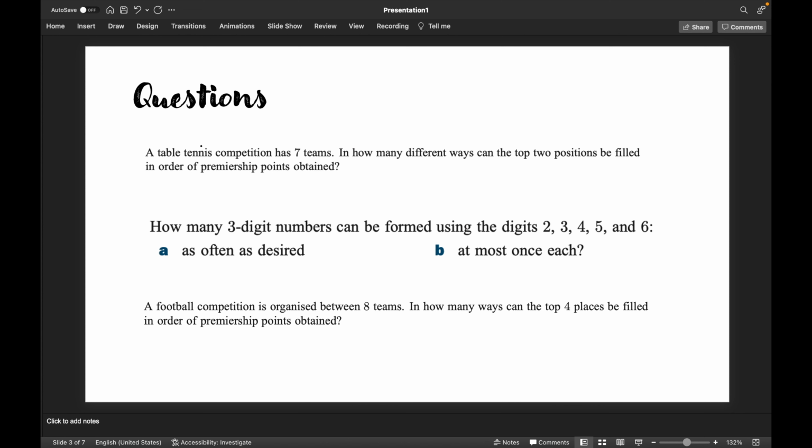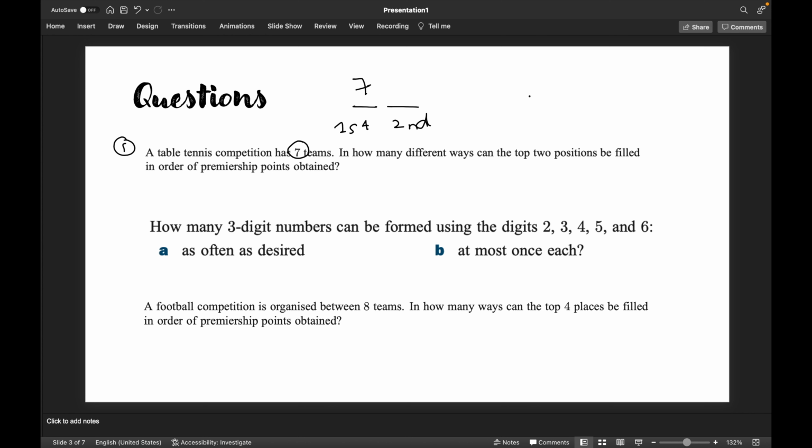Take a couple of minutes to answer these. Let's look at the first question. A table tennis competition has 7 teams. In how many different ways can the top 2 positions be filled in order for premiership points obtained? Let's put this as the first place and the second place. The first place can be filled by 7 teams. So any one of these 7 teams can win, right? So that's why we put 7 in the first place.